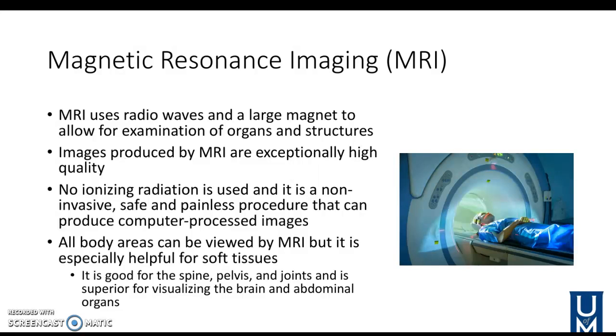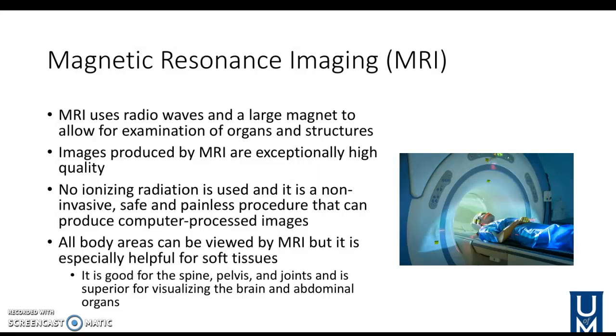So MRIs are magnetic resonance imaging. An MRI uses radio waves and a large magnet to allow for examination of organs and structures. Images produced by MRI are exceptionally high quality, so this is kind of our gold standard, the best high quality picture we can get of the internal structures. No ionizing radiation is used, and it's a non-invasive, safe, and painless procedure that can produce computerized processed images.